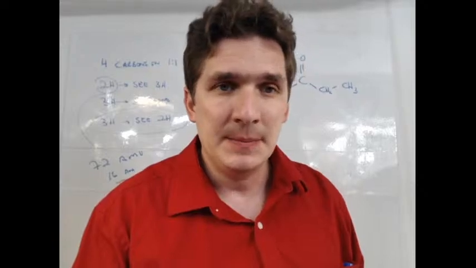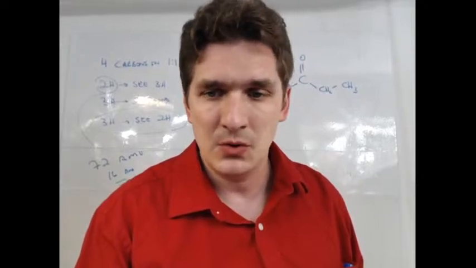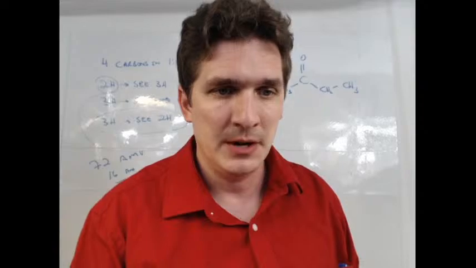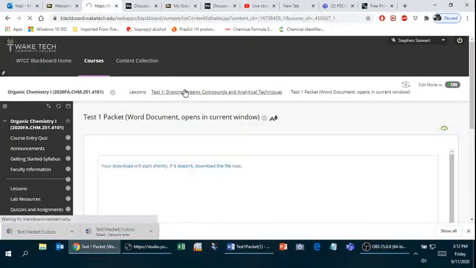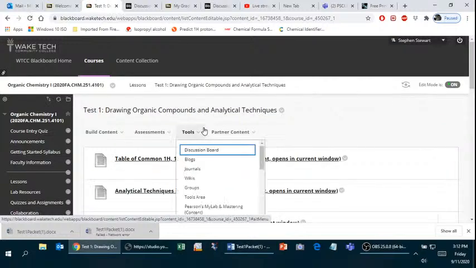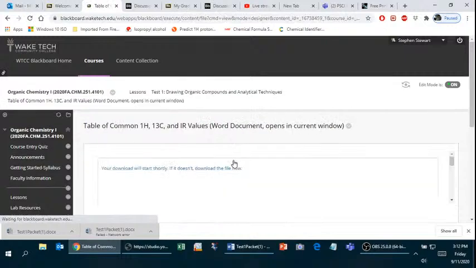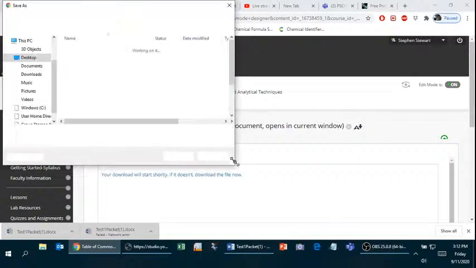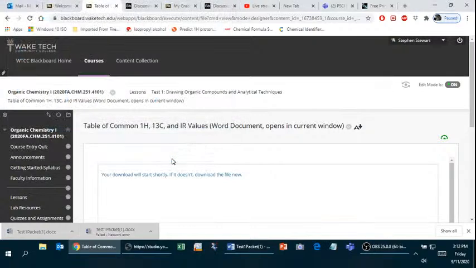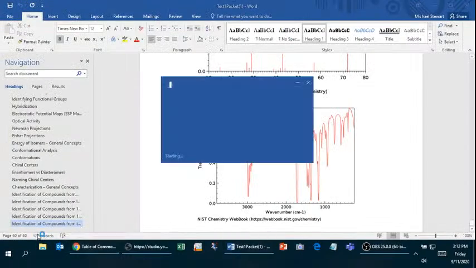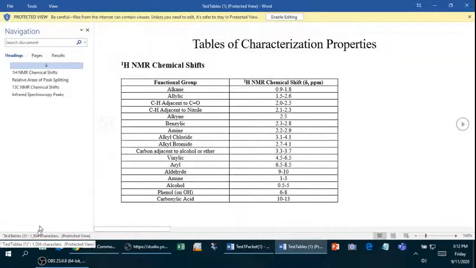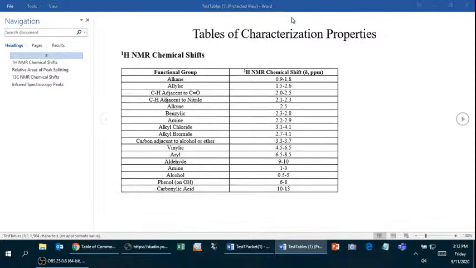You would actually look it up in a table. On the course website, if you're in my organic courses, if you go to the lesson 1 test 1 drawing, there are tables of common 1H, 13C, and IR values. I don't require students to memorize this. I find it particularly not that useful to memorize these values. You will learn them by osmosis, but to make you memorize them, we have these tables for a reason.